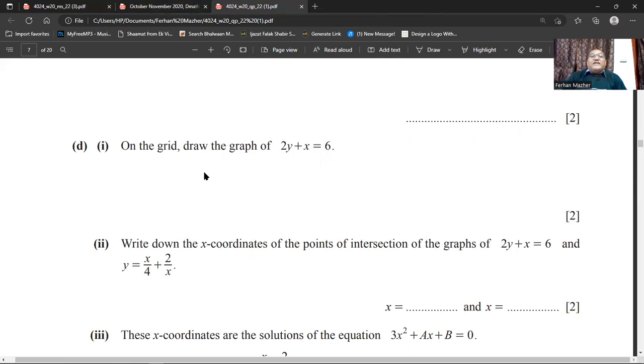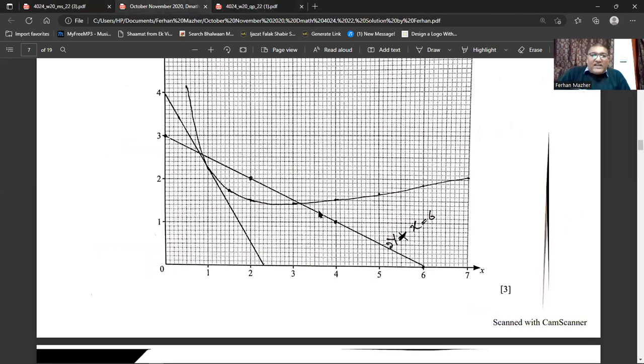D second part, he says write down the x coordinates of the points of intersection of the graph 2y plus x is equals to 6. So y is equals to x by 4 plus 2 by x. So you see this straight line, and this curve, they have intersected at 2 points. One point is here and the other point is here.